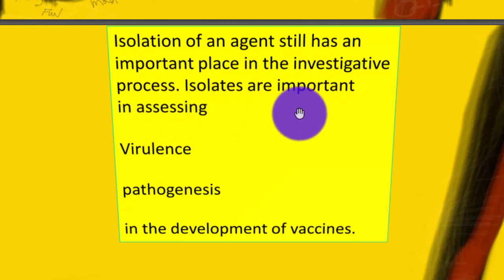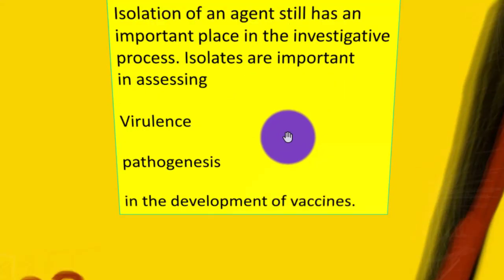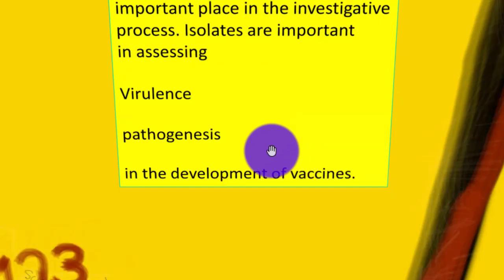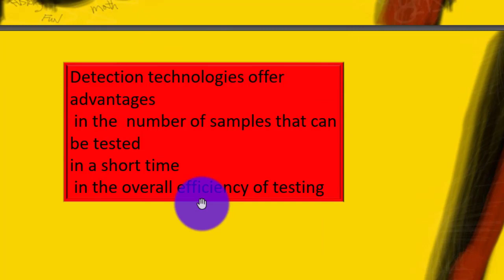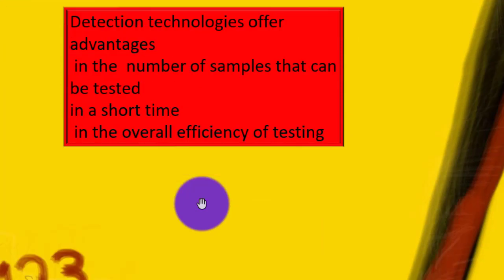Isolates are important in assessing the virulence and the pathogenesis of the causative agent, and in development of vaccine. We still need the classical method of isolation. Detection technology offers advantages in the number of samples that can be tested in a short time, and in the overall efficiency of the testing.